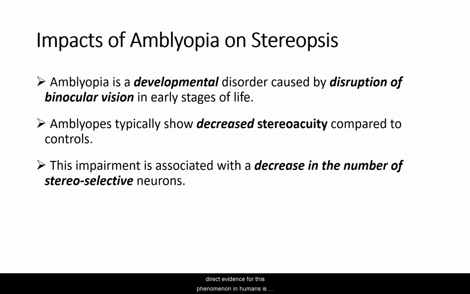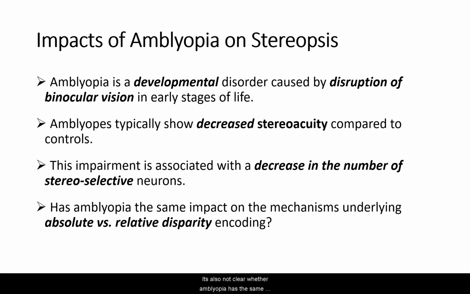However, direct evidence for this phenomenon in humans is rare due to the small size of stereoselective sites in human visual cortex compared to the spatial resolution of neuroimaging techniques used in human studies. It's also not clear whether amblyopia has the same impacts on absolute and relative disparity encoding.